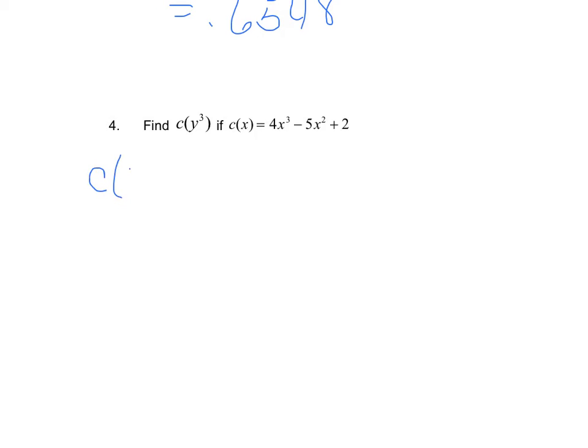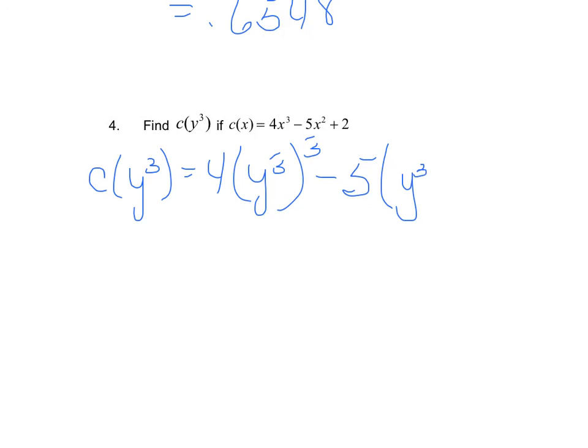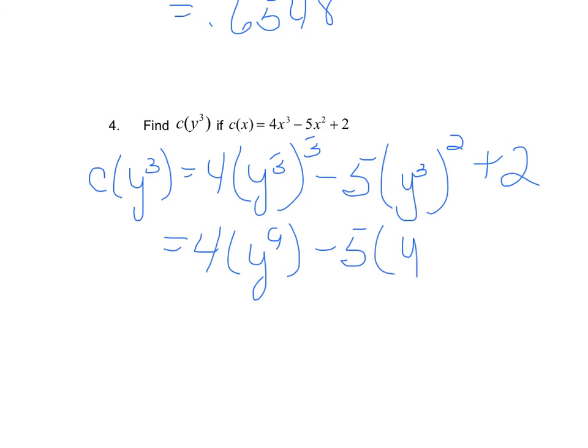C of y cubed is going to be 4 times y cubed, cubed. See how it's going to have a double exponent? Minus 5 times y cubed, squared, plus 2. All right, the first thing we're going to need to do is get rid of those double exponents because it's power to a power rule, so we're going to multiply the exponents. So we have 4 times y to the 9th minus 5 times y to the 6th plus 2.